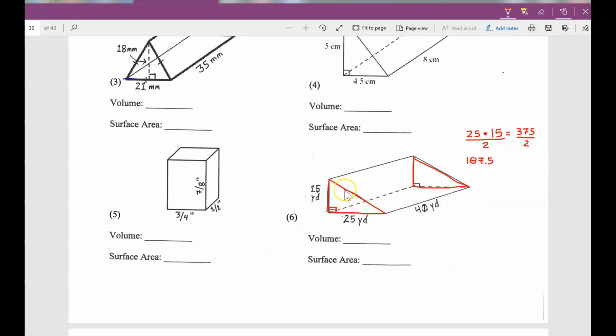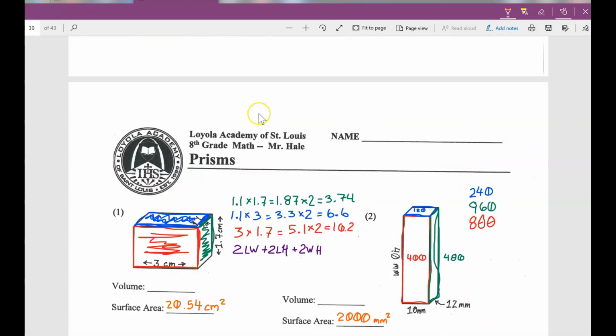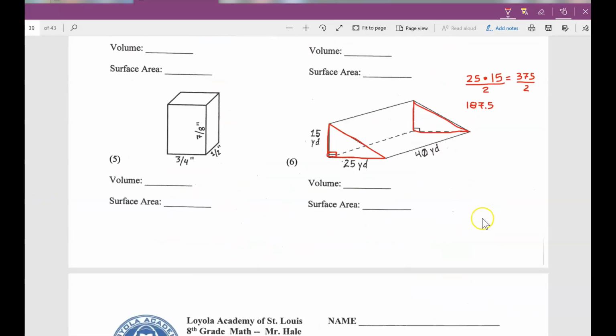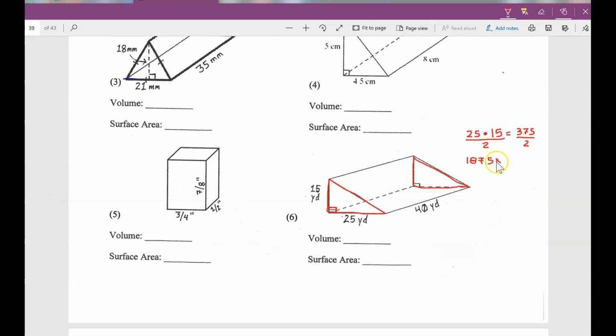So the area of this triangle in the front is 187.5. But remember, there's a second triangle back here that's identical. So just like we did up here with the front and the back and so on, we have to multiply this by 2 to take into account that there's 2 of them. 187.5 times 2 is 375. All right, that's a start.